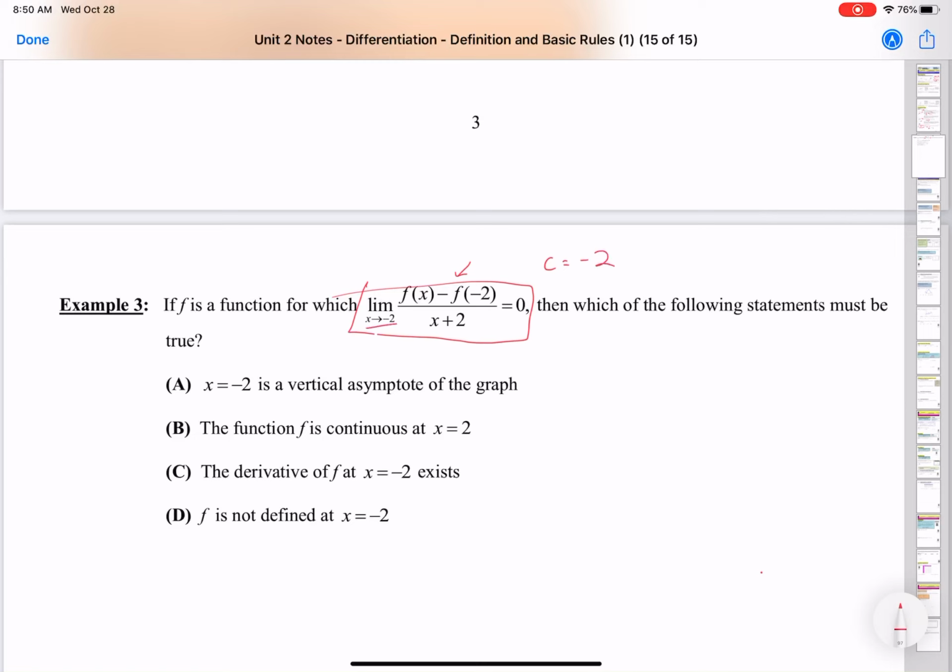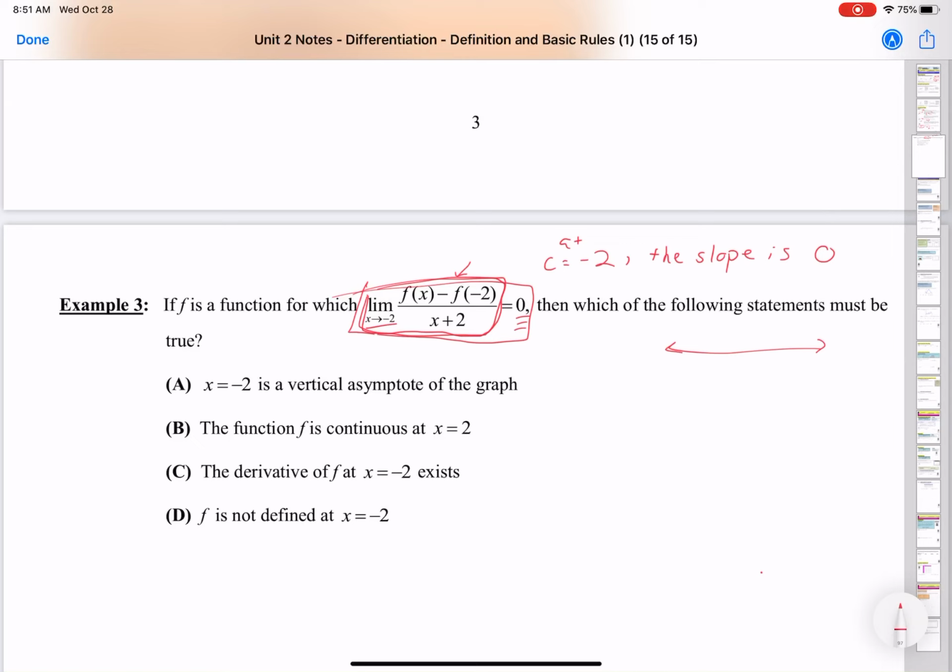So c is negative 2, and what do we know about the slope? Well, it told us this slope is equal to 0. So at c equals negative 2, the slope is 0, because it gave us this slope of the tangent line and said it's equal to 0. Well, what does the slope of 0 look like? That's a horizontal line. All right, so I have some information here. Let's go through the choices and see which of these match up.